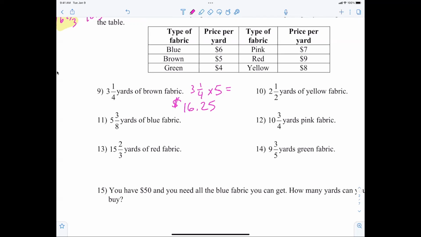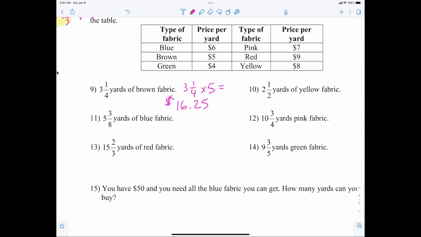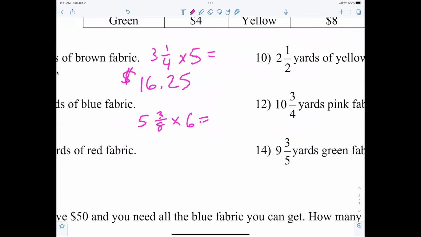Okay, now number 11. We're doing 11, not 10. Davis, tell me what to do. So blue fabric is $6, right? So you multiply 5 and 3 and 6, and you get 32 and 1/4, which is the same as 32.25. Yes, 32.25. Anybody have any issues with that? That's not so bad, right? No, that's not bad. All right, here we go.